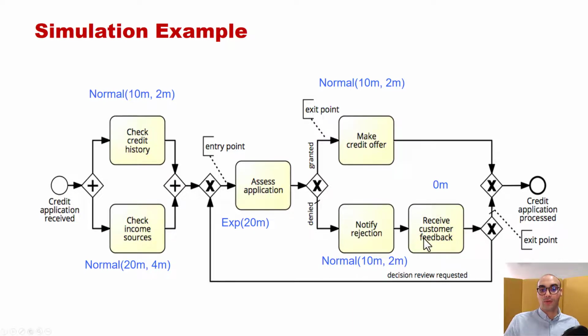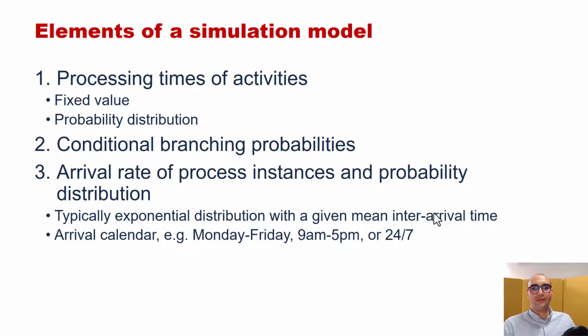And receive customer feedback is going to be executed by software, which takes a fixed amount of time. The fixed time here is going to be 0 because the software here is fast. The second parameter or element of the simulation model is the conditional branching probabilities. The conditional branching probabilities in the previous example, we represented as tossing a coin. However, this is not the case.